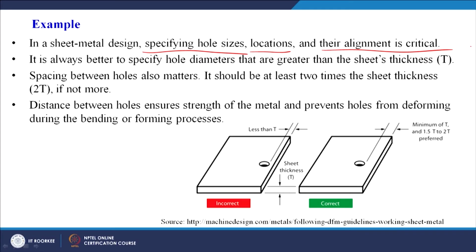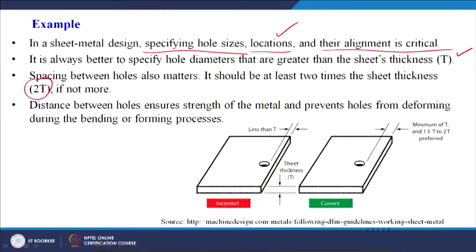It is always better to specify hole diameters that are greater than the sheet's thickness T. That is one guideline related to sheet metal fabrication. Spacing between holes also matters, that is, their location also matters, which is already pointed out. The spacing between the holes must be at least 2 times the sheet thickness, 2T, where T is the thickness of the sheet. The distance between the holes ensures the strength of the metal and prevents holes from deforming during the bending or forming process.